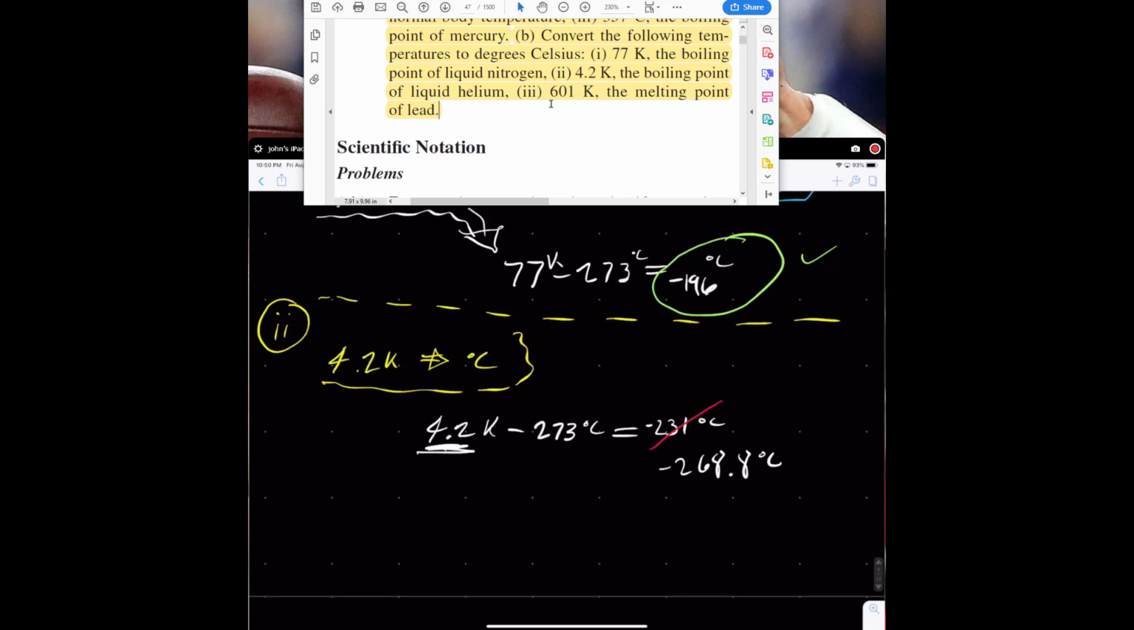And since we're dealing with rounding this number here, that's going to make it negative 269 degrees Celsius. And that's exactly right from the text.